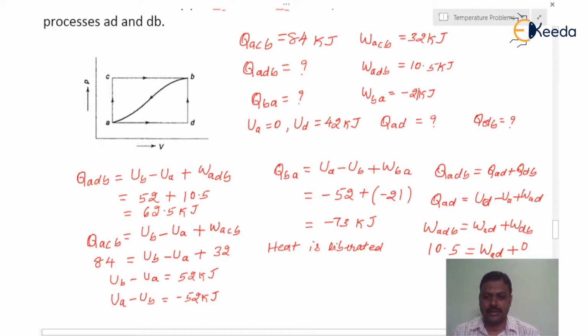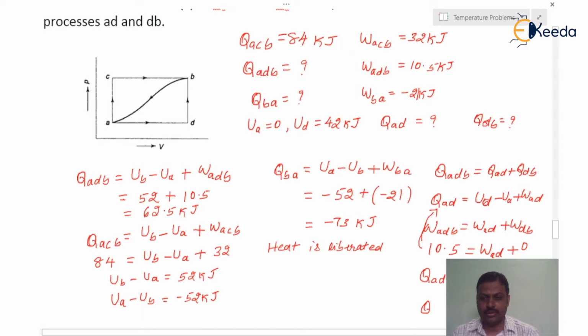So let us substitute this term into this equation. Then we'll have QAD equal to UD, which is 42 minus 0, plus WAD, which is 10.5, so this will be 52.5 kilojoules.